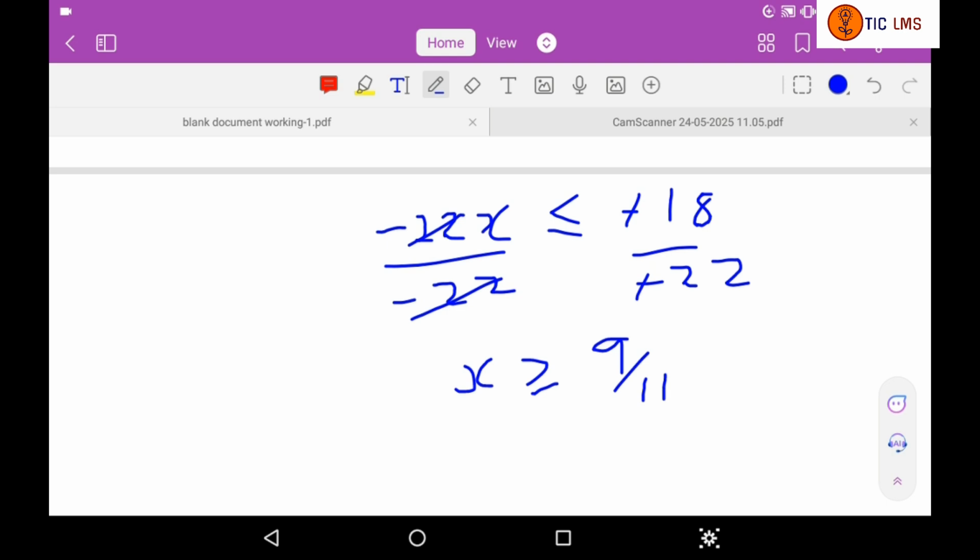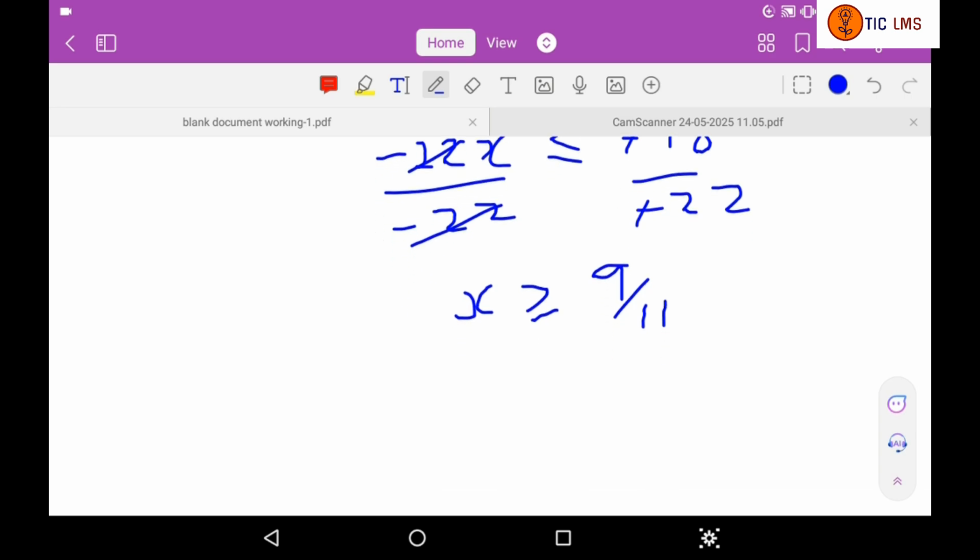So the question now is, what are the values that we should consider in this particular case? 9 over 11. That's not up to 1. So the values of x will be, we're going to start from 9 over 11. Okay, and then 1, 2, 3, and so on and so forth. So those are the values that we are looking for.